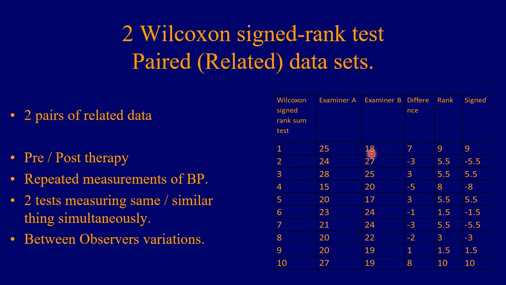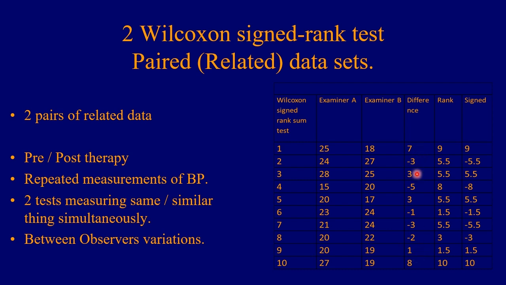for each individual student. So in student 1, there has been a difference of 7. In student 2, a difference of -3, because examiner B has given a higher mark. And then in student 3, it's 3. And in student 4, it is -5, because again, examiner B had given a higher mark than examiner A. And we just go on through the 10 different students.